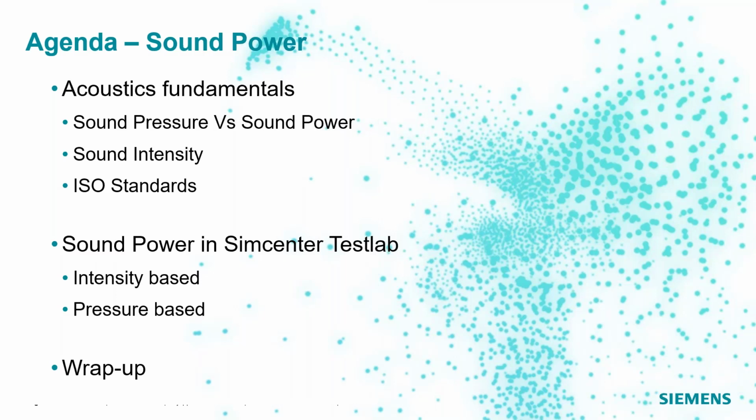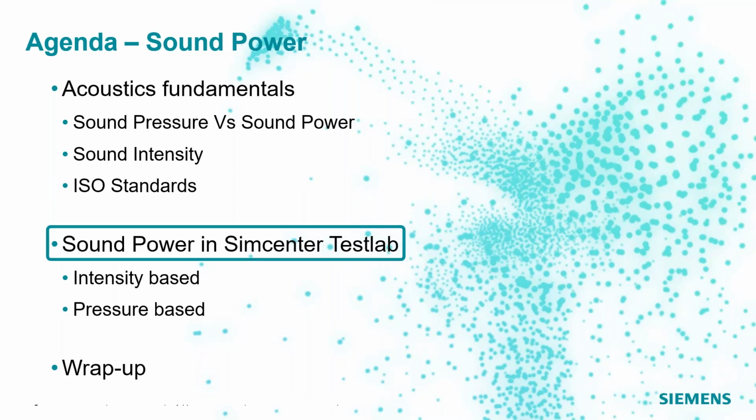Our agenda today is to look at some fundamentals of acoustics. What is the difference between sound power and sound pressure? We'll talk about sound intensity and how that relates to the two as well. We'll look at some ISO standards. Usually when we talk about sound power, it refers to an ISO procedure that is shared across industry and products, so that when those products are compared in the marketplace, it's an apples to apples comparison as opposed to a number based on an internal test procedure. And then we'll look at how sound power is measured and calculated using Testlab.